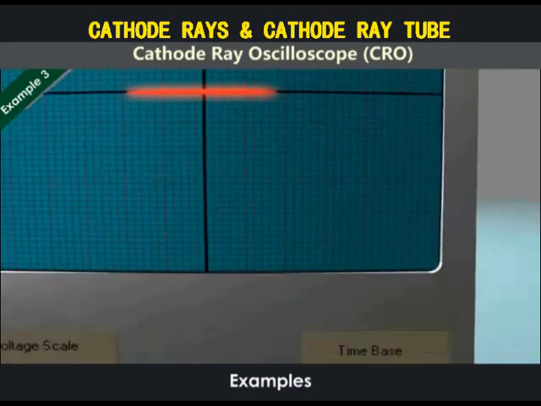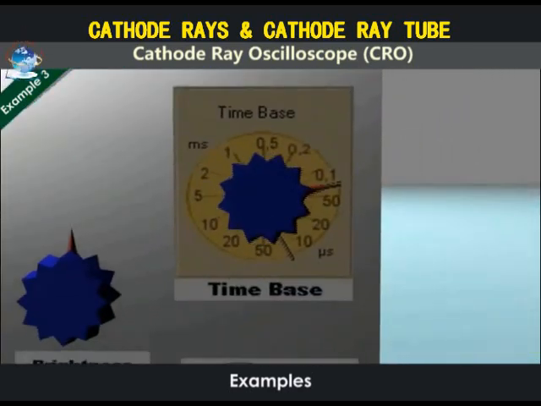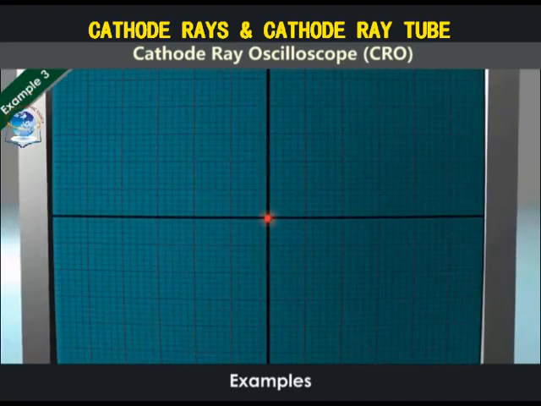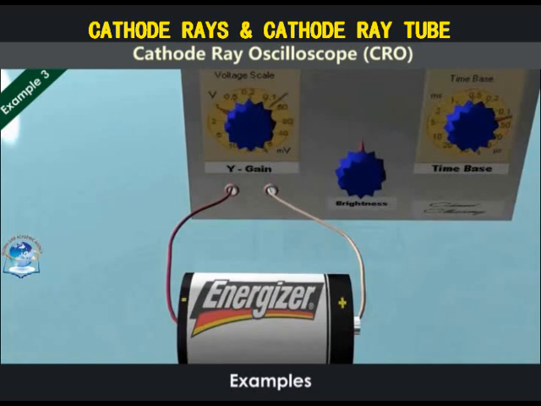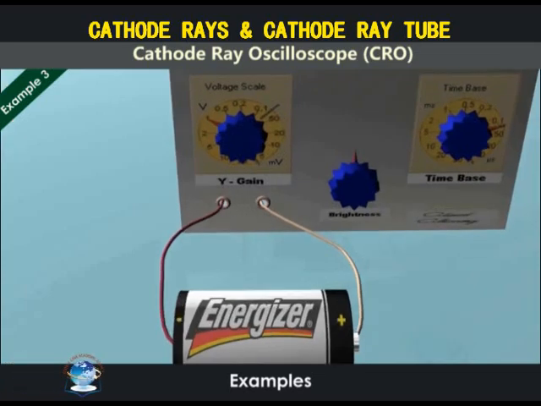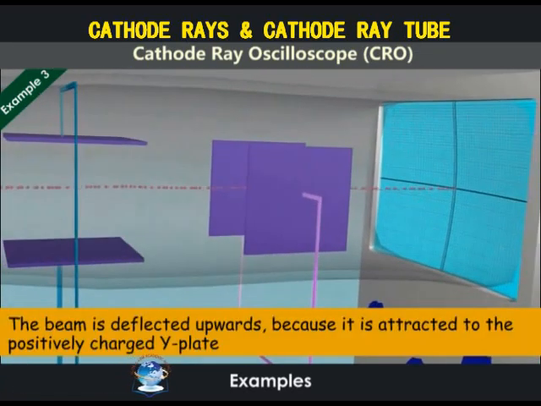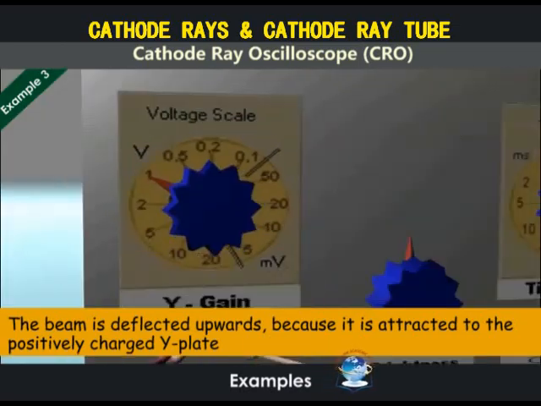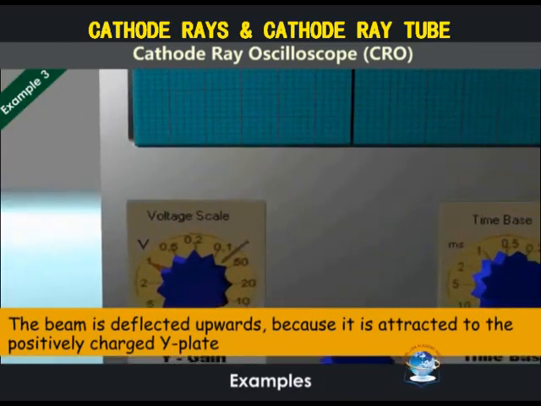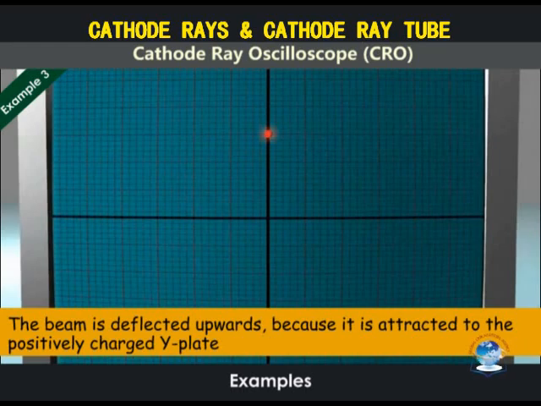In the third example, the time base button is turned off. The horizontal line becomes a spot at the center. Then a DC voltage is applied to the Y input by connecting a 3 volts DC battery. Because of this connection, the beam of electrons will be deflected upwards towards the positive plate. If the Y gain button is adjusted to 1 volt per square, the spot will appear on the third square on the screen because our battery is 3 volts.